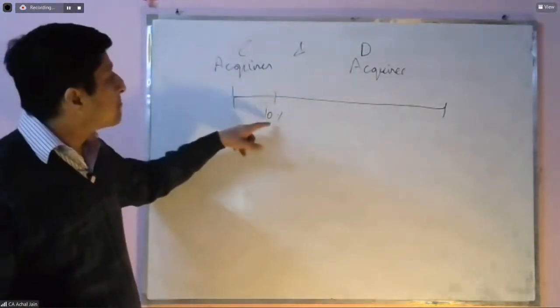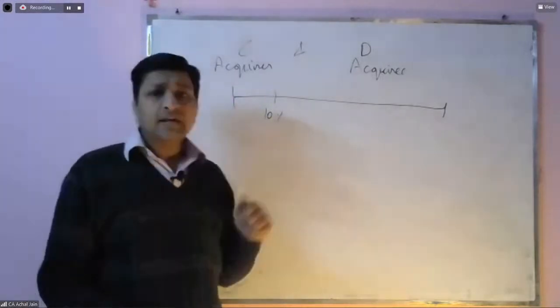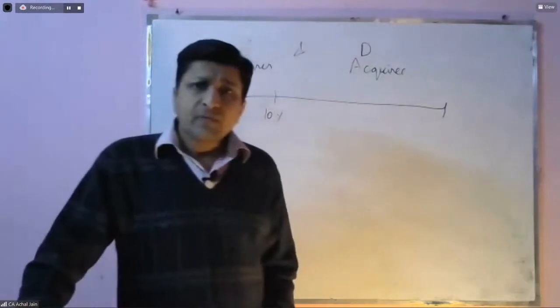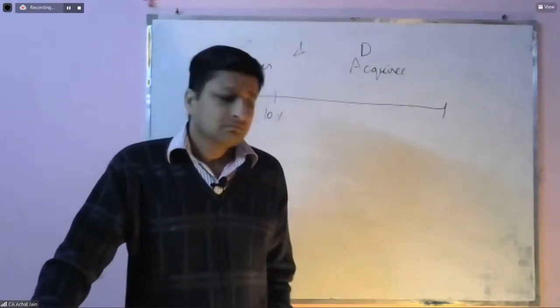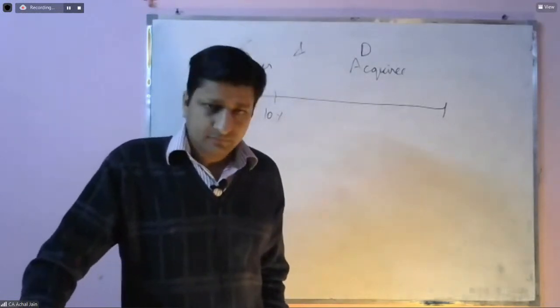Let's suppose in the first instance, acquirer has obtained 10% shares of D. So C bought 10% shares of D. At that point of time, when only 10% shares are acquired, will C get any control over D? Not really. I'm assuming there is no control.